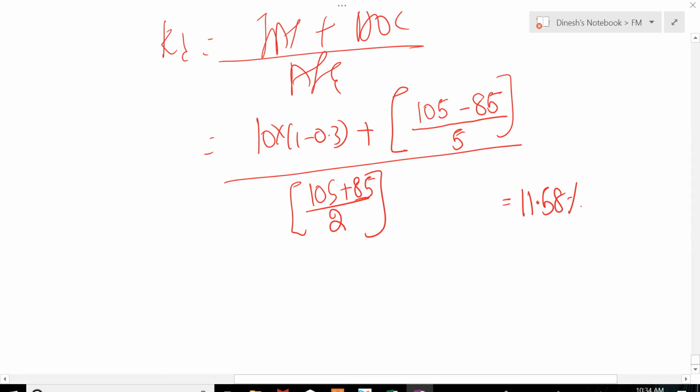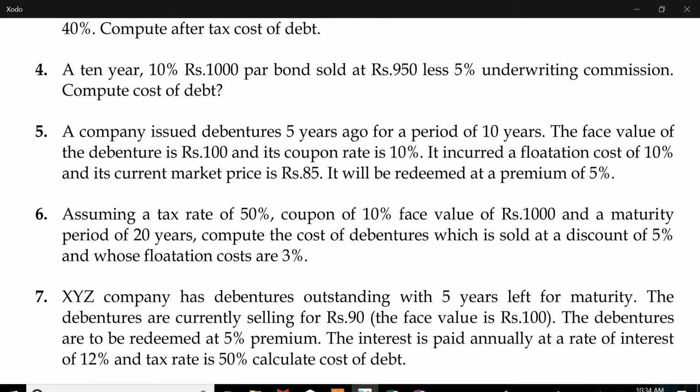In this case, it's current market price because this is an existing issue. Normally, it's always a new issue unless they say 2 years ago, 5 years ago. Otherwise, it's always a new issue only: issue price minus flotation cost. In this problem, you cannot take issue price of 100 minus flotation cost of 10%. That is not going to work out. It has to be current market price of 85.